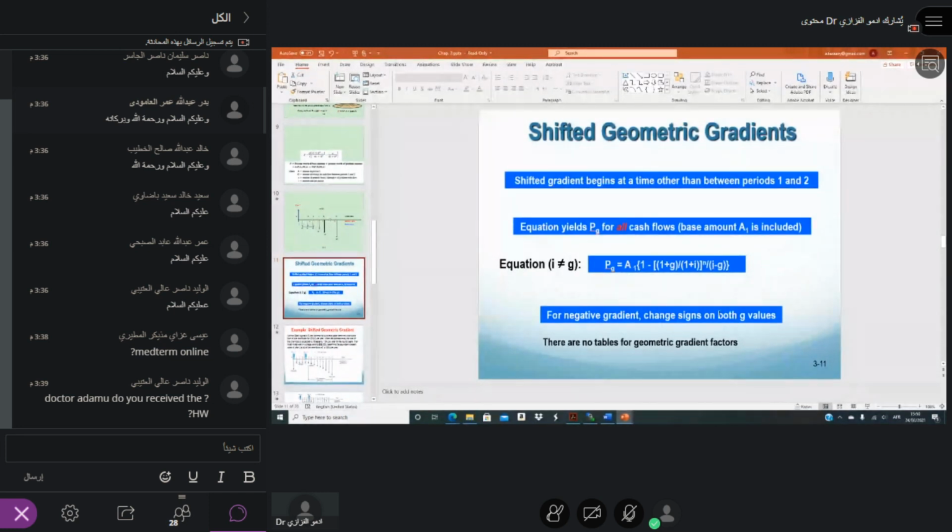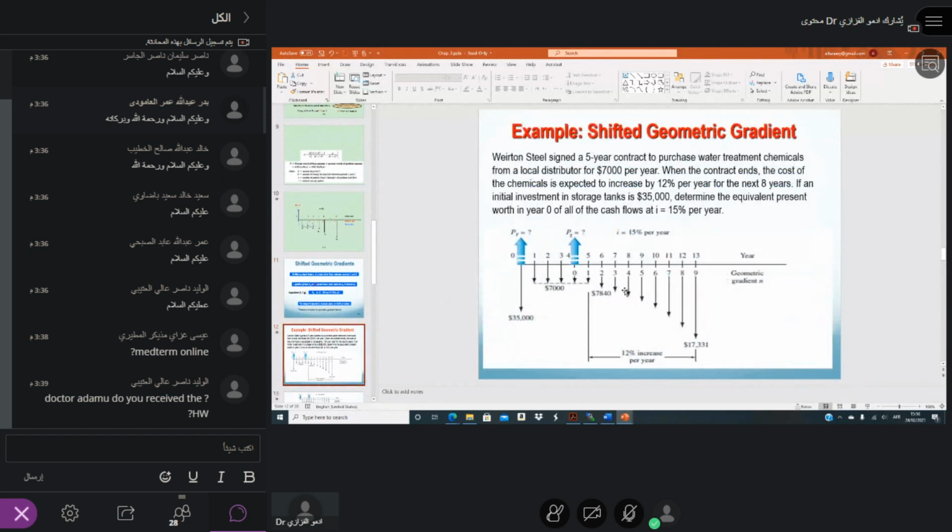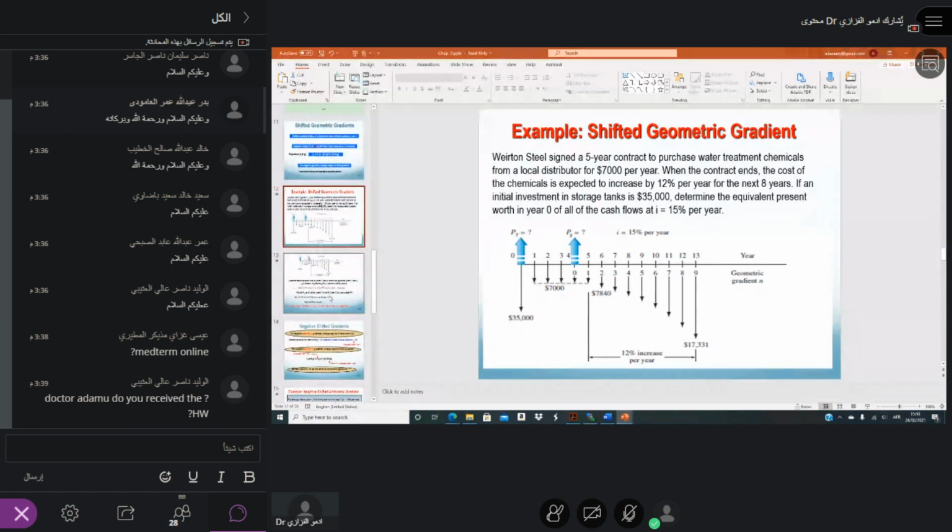For negative gradient, the sign will change. So if you have a negative gradient, these signs will change. Instead of having negative, you have positive, and we will show you a positive gradient. So this is a positive gradient. It's increasing positively. But negative gradients will be decreasing just the way you have it.